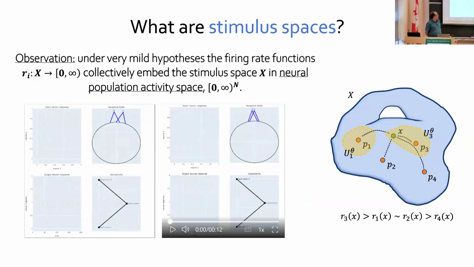One thing I want to observe is that if I have enough neurons scattered around this thing, and I assume some very mild technical hypotheses, then this neural population activity is actually going to embed this thing in neural activation space. And that's simply because I'm going to have enough different functions on this manifold or metric space to give you a nice embedding.